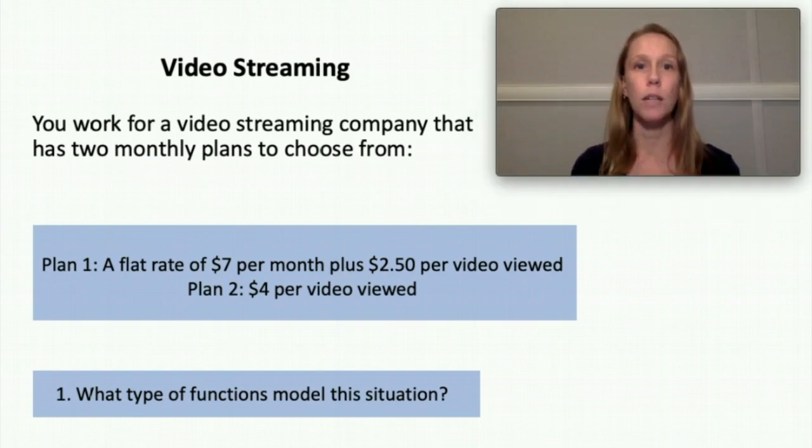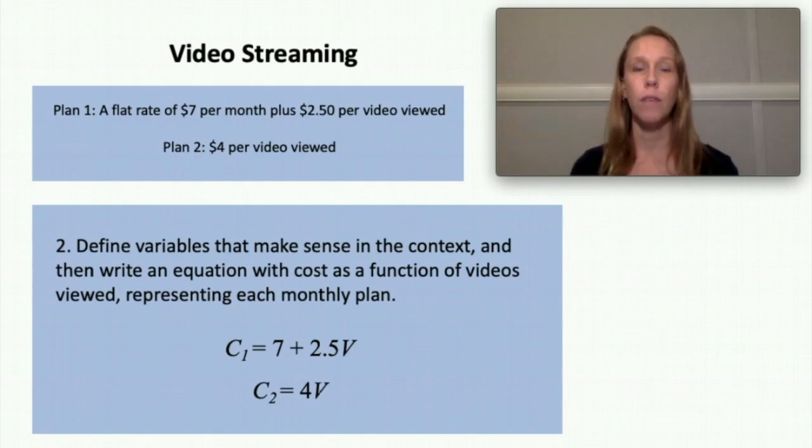So your first task here is to define variables that make sense in the context, and then write equations with cost as a function of videos viewed. So the number of videos viewed is going to be the independent variable, and then the cost depends on how many videos you view. So for each monthly plan, I chose C sub 1 as plan 1, so the cost of plan 1, and C sub 2 for plan 2, the cost of plan 2.